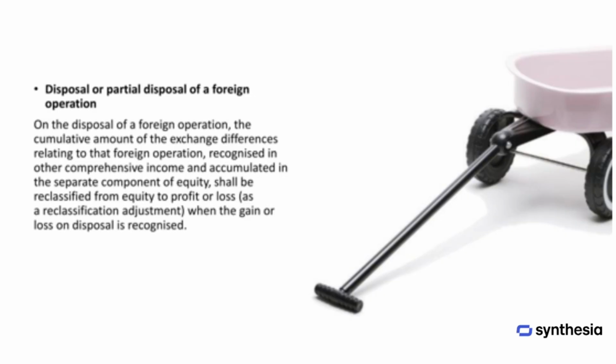When a foreign operation is disposed of, either fully or partially, there are some important accounting steps to follow. First, the cumulative exchange differences related to that foreign operation, which have been recognized in other comprehensive income and accumulated in a separate component of equity, need to be handled carefully. At the point of disposal, this accumulated amount is reclassified from equity to profit or loss. This is called a reclassification adjustment.